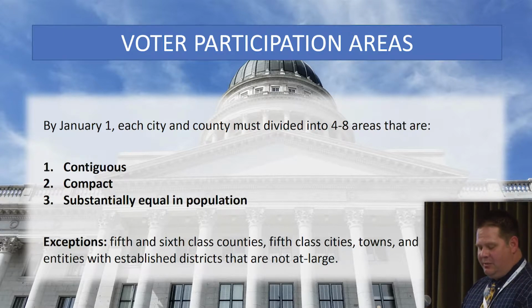And this was mentioned by Wade, 5th and 6th class counties are exempt, so are 5th class cities and towns, as well as those cities or counties that use districts for their councils. They can either create their own participation areas or they can use their existing areas that they have created.